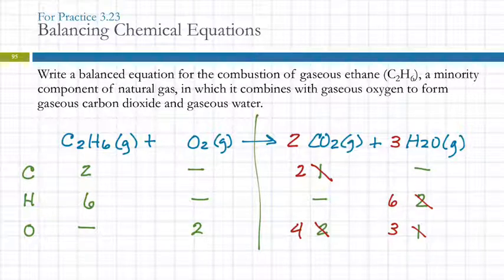I didn't mess up my carbons. My hydrogens are balanced. Now I can look at the oxygens. Over here, I've got 2 oxygens. On the right, I have 7.